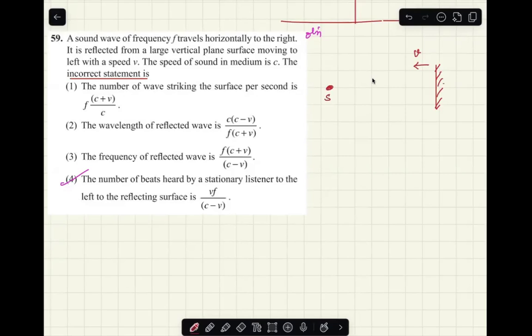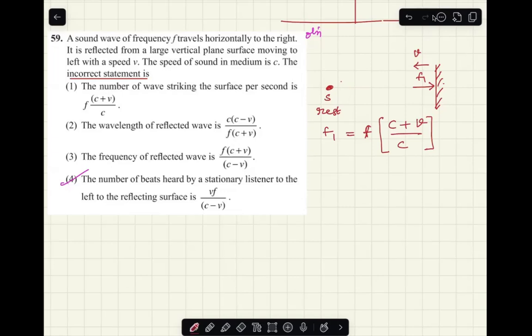Now the source is traveling horizontally. The sound wave of frequency F is traveling to the right. Actually, nothing is mentioned about the source, so we'll take it as at rest. What is the frequency that the reflector is listening to? F1 is F times, observer approaching stationary source, so F1 is F times c plus v by c. That is the frequency. So the first one is correct.